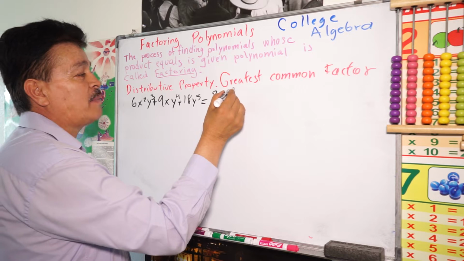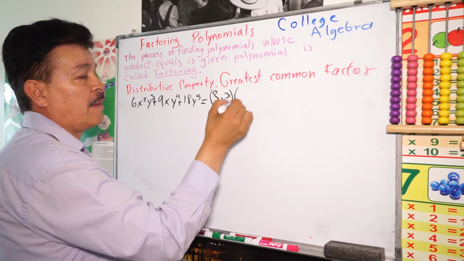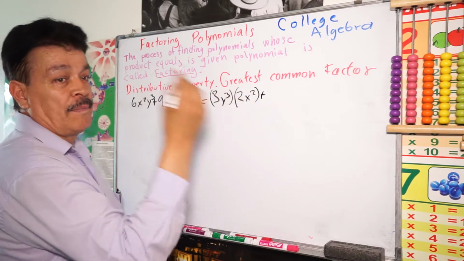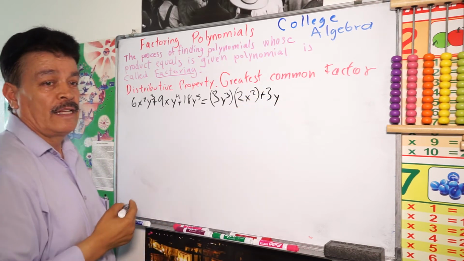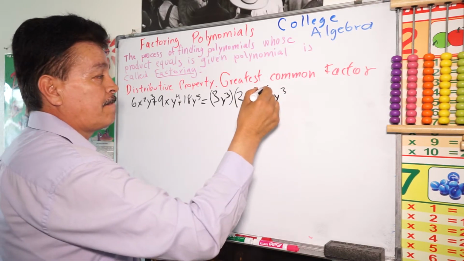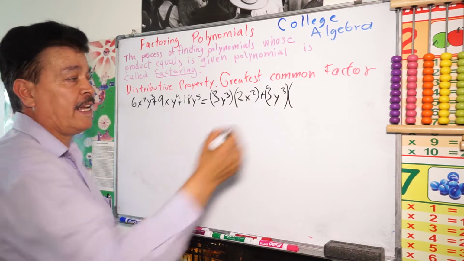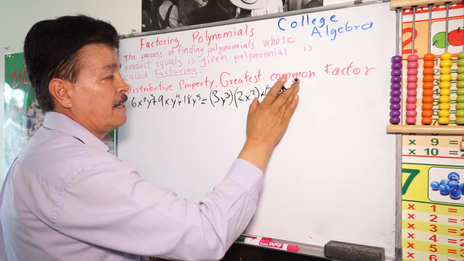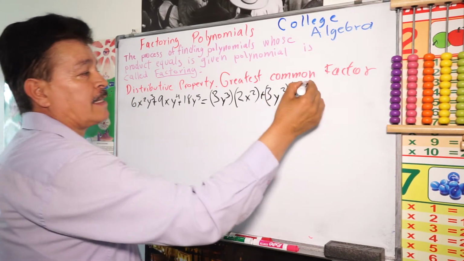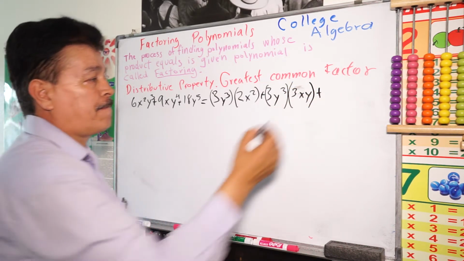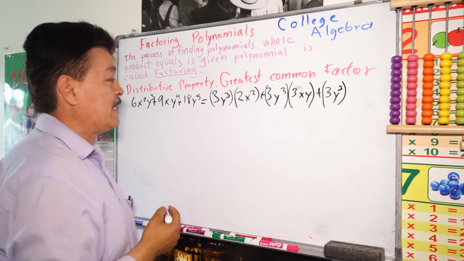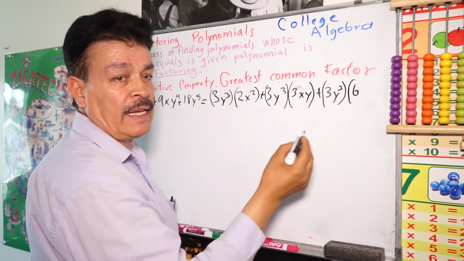So remember, we are factoring times. This is going to be 3y to the third power times 2x to the second power, plus 3y to the third power times 3xy, plus 3y to the third power times 6y to the second power.